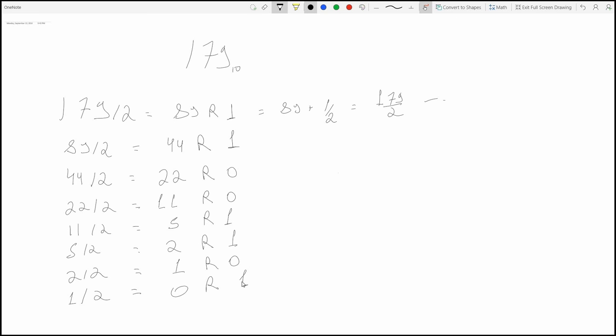Now, when do we stop? We stop when the answer in here is 0. When we get to 0, this means that the process has ended, okay? To extract the answer from all of this, we need to write the remainders from down to up. This means that 179 in base 10 is equal to, I'm going to write the remainders from down to up, 10110011 in base 2.